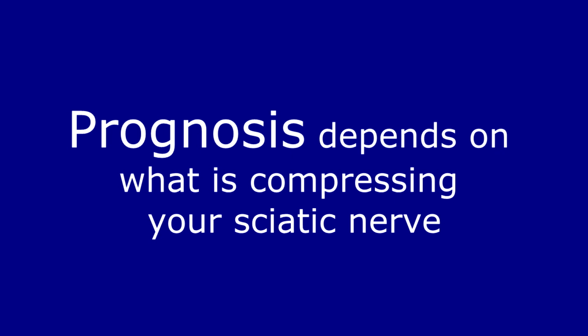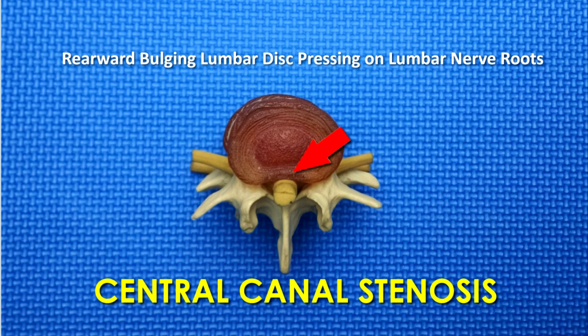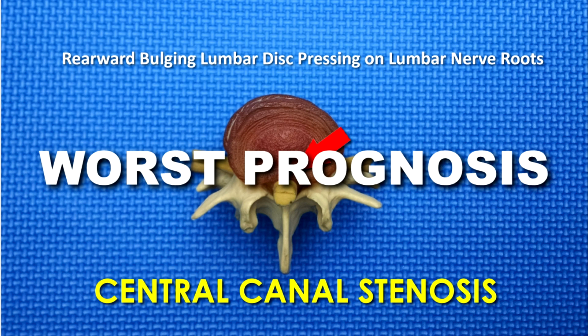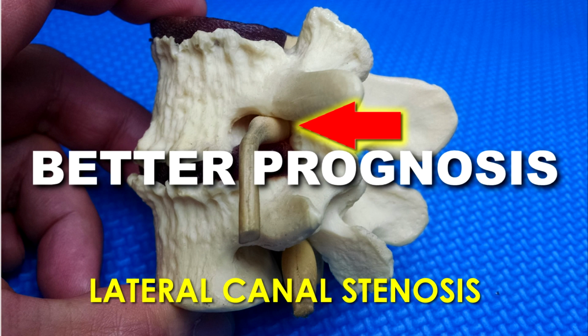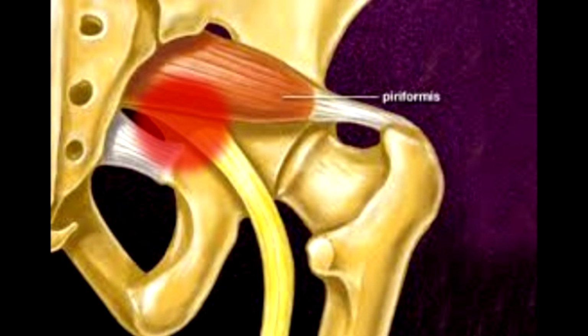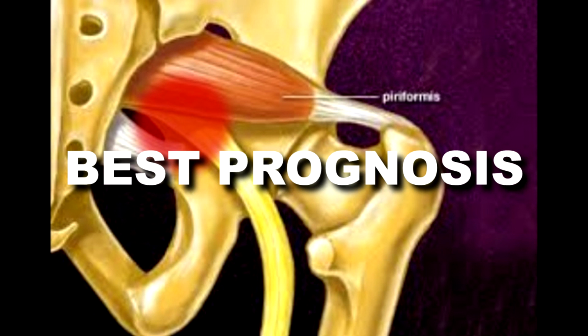The likelihood of being able to self-resolve sciatica depends on what is causing it. Sciatica caused by central canal stenosis from degenerative joint disease has the worst prognosis. These cases eventually require spinal decompression surgery. Sciatica caused by lateral canal stenosis has a better chance of recovery. Certain exercises and manual procedures may be able to widen the opening and remove pressure from the nerve root. Sciatica caused by piriformis syndrome has the best chance of recovery. Manual techniques can often correct the problem.